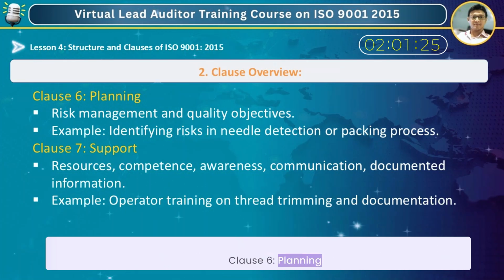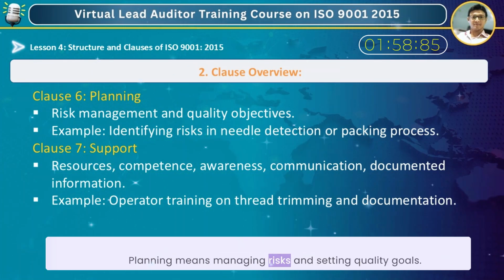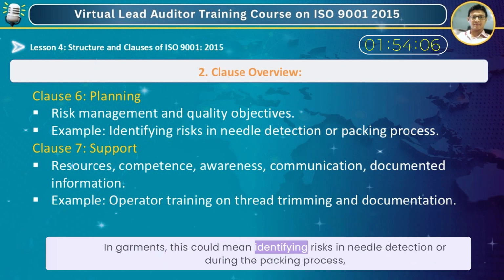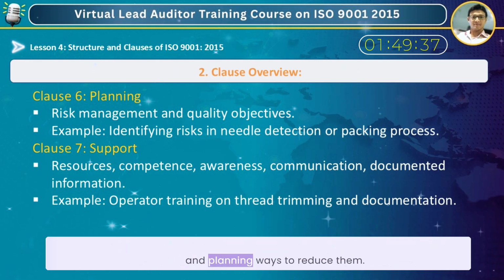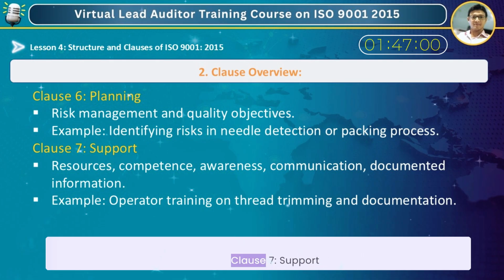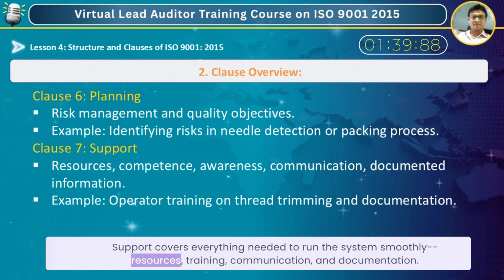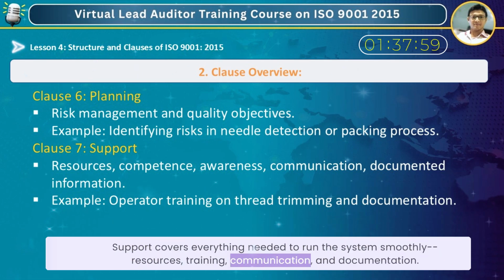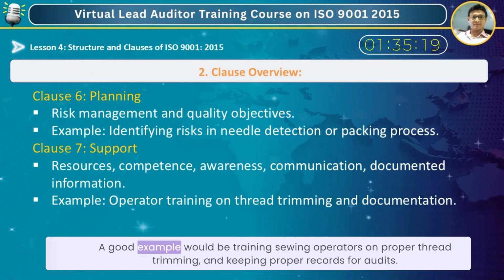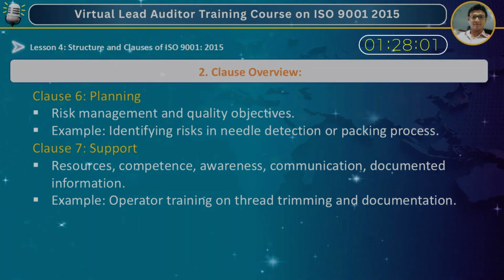Clause 6. Planning. Planning means managing risks and setting quality goals. In garments, this could mean identifying risks in needle detection or during the packing process, and planning ways to reduce them. Clause 7. Support. Support covers everything needed to run the system smoothly: resources, training, communication, and documentation. A good example would be training sewing operators on proper thread trimming and keeping proper records for audits.